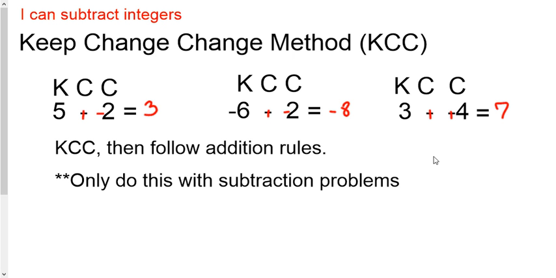So to recap it again, basically the keep, change, change is the first thing that we do, and then we just follow the addition rules. Only do this with subtraction problems. That's very important. We only do this with subtraction problems. If you come in and try to change an addition problem like 3 plus 1, well, think about it. It'd be 3 minus negative 1. Does that help you? No. Technically it actually works, but I'm just saying we don't want to go and make things complicated. Only do this for subtraction problems.